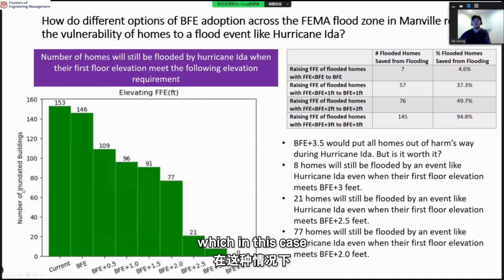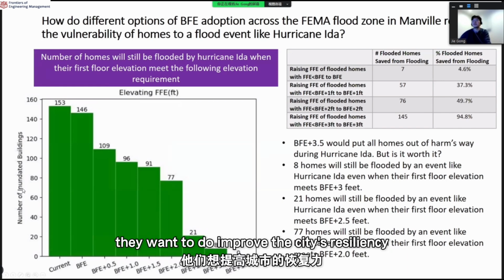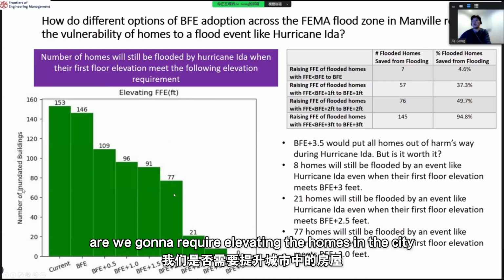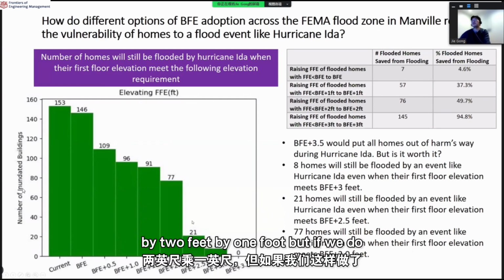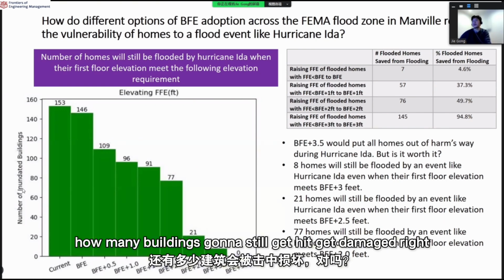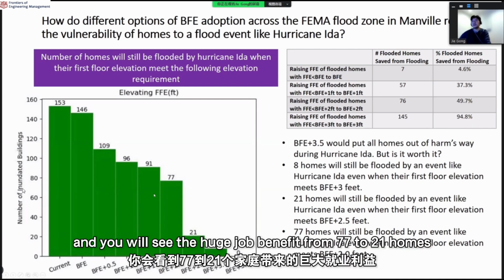If we have like $50 million, which in this case they do, about $50 million from the US government, they want to improve the city's resiliency. And we look at the regulation, what they're going to do here. Are we going to require elevating the homes in the city by 2 feet, by 1 foot? But if we do that, if the events come again, how many buildings are still going to get damaged, right? You clearly see that when we raise the regulations by about 2 feet, you see the huge drop from 77 to 21 homes.